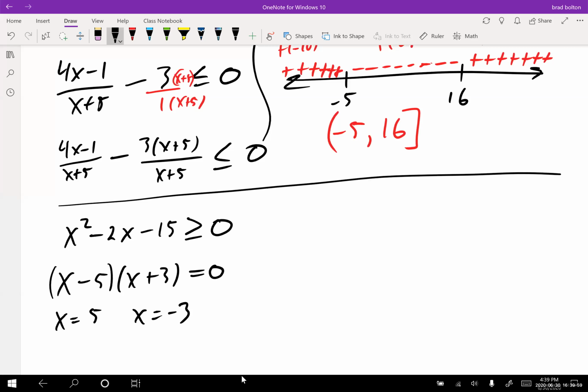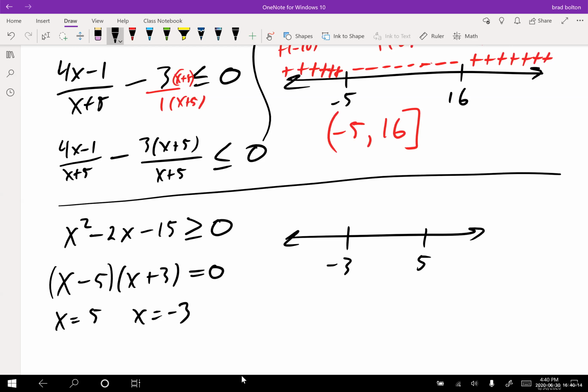Because negative 5, negative 15, let me make sure I didn't go too quick. My brain's getting a little tired today. So it'd be negative 5x plus 3x would be negative 2. Nope, that's it. So then I'm going to come over here and I'm going to draw my number line. I'm going to put a negative 3. I'm going to put a 5 here, okay?